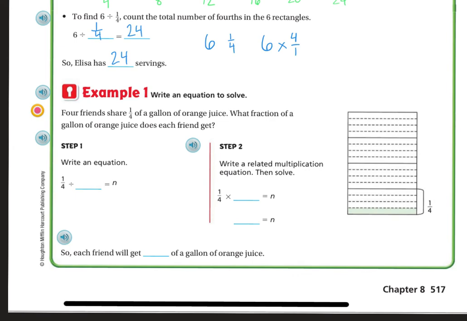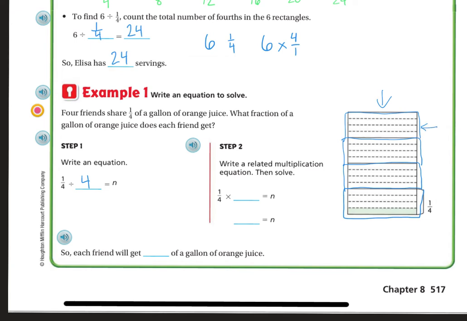Example number 1 says, 4 friends share 1/4 gallon of orange juice. What fraction of a gallon of orange juice does each friend get? Well, if 4 friends are sharing 1/4 gallon, that means I'm dividing 1/4 by 4. So in dividing 1/4 by 4, if we were to draw it out, it's drawn out right here. Here is my 1/4. These are the original divisions right here. See that? That's 2, that's 3, and that's 4. So each one of these represents 1/4.